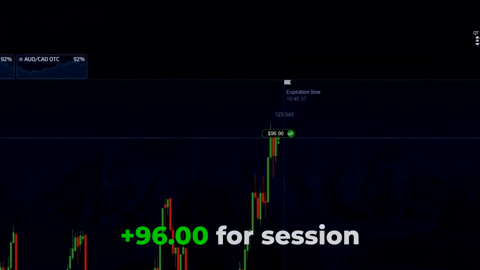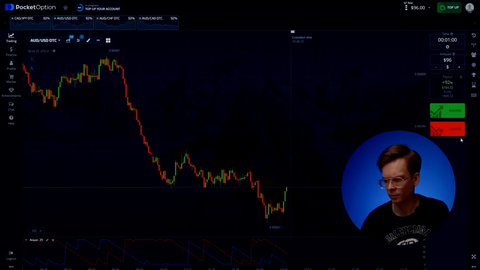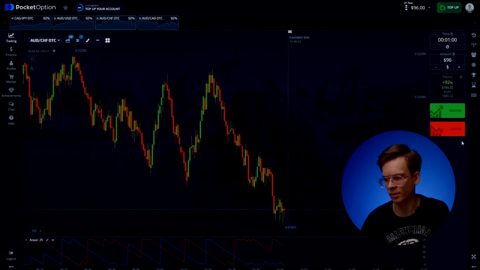There you have it. Yes, there was a retracement, but it quickly reversed and I almost doubled my deposit. Awesome. Next pair, Aussie and buck, adjusting the investment to 96. But I'm uneasy about the situation on this asset, so let's switch to Aussie and franc. Yeah, and there I'm definitely going lower.